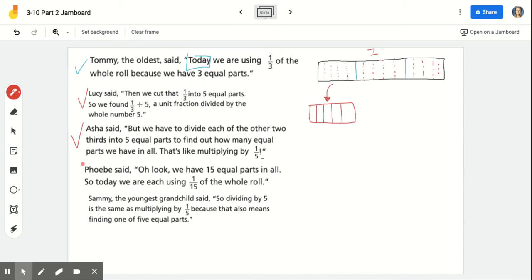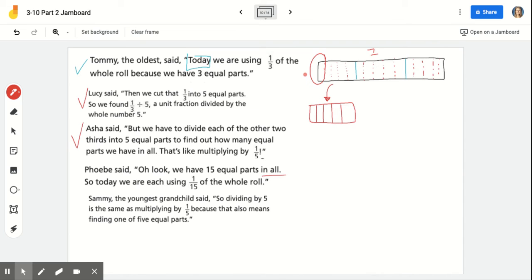Great. Thank you, Asha. And then it says, Phoebe said, oh, look, we have 15 equal parts in all. So today we are each using 1/15 of the roll. So go ahead and circle one part. And let's prove that this is true on our whiteboards.